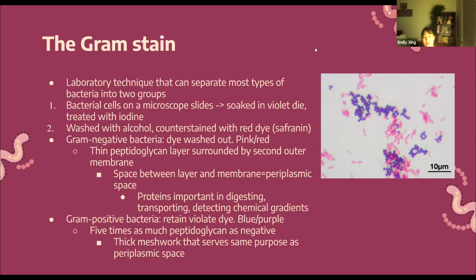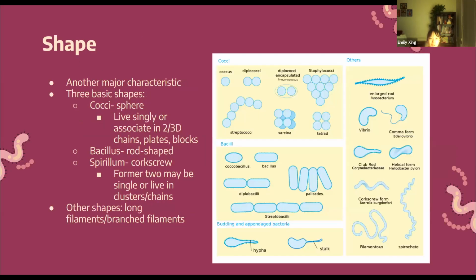Now another way we can classify bacteria is based on shape, so based on their outward appearance. It's directly what the eye sees, or the eye sees under a microscope. There's no chemical treatment. So you have 3 basic shapes. You have the cocci, which is a sphere.